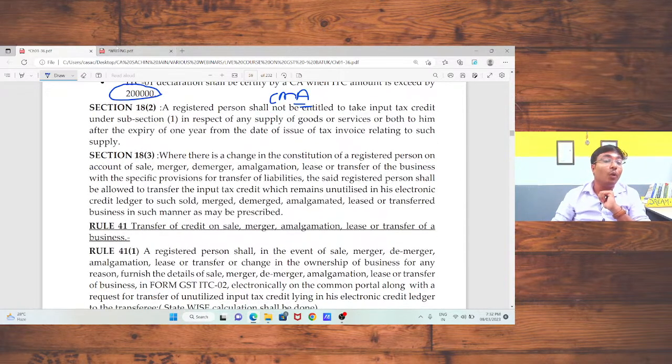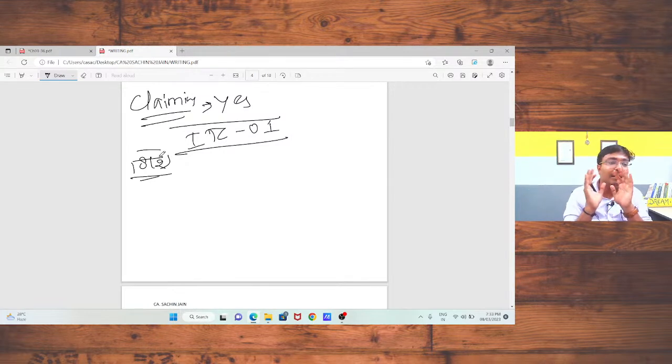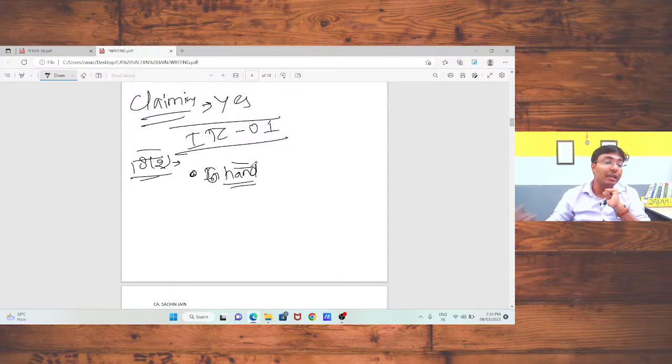Section 18 subsection 1, subsection 2. Section 18 subsection 2 says, sir, the concept is clear, right? Your concept is clear. Please once comment in the chat box so that I get assurance that you are getting the points. Section 18 subsection 2 says that, sir, as per section 18 subsection 1, all the stock which is in your hand, you are eligible to take the input tax credit.